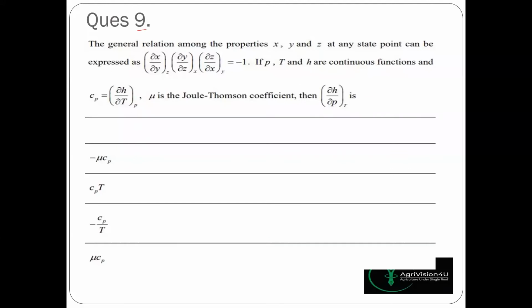Question number 9 says the general relation among the properties X, Y, and Z at any state point can be expressed by this expression. If pressure, temperature, and enthalpy are continuous functions, and Cp is given to be like this in terms of enthalpy, temperature, and pressure, and Joule-Thomson coefficient is del H by del P at constant temperature, then we have to find out this expression. Mu is given to you, and we have to find out this expression. Okay. So first we'll be rewriting this given expression in terms of pressure, temperature, and enthalpy.